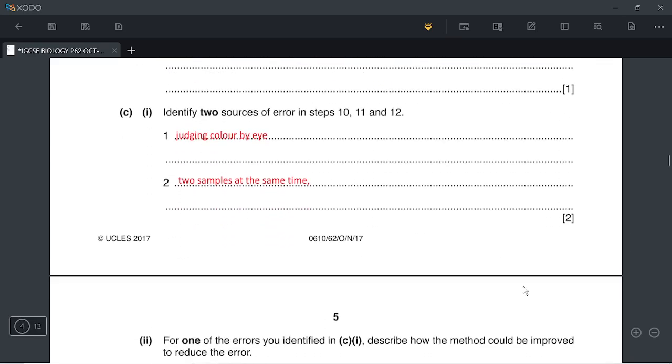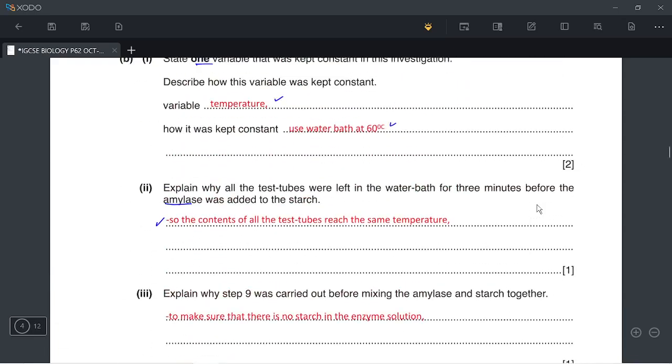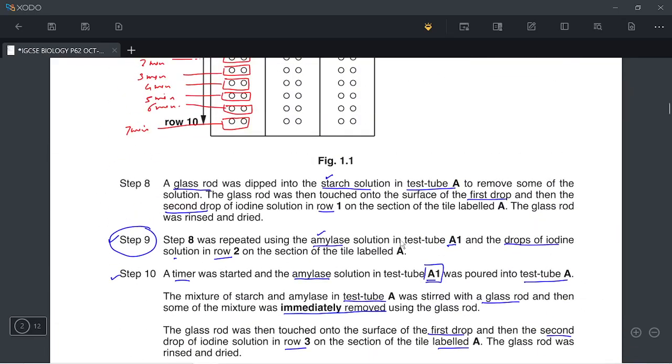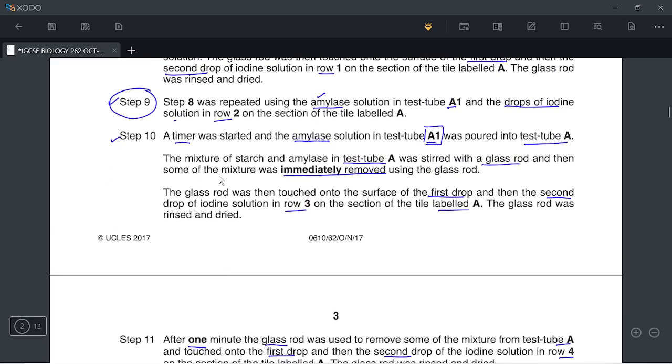C1, identify two sources of error in step 10, 11 and 12. You can see step 10, 11 and 12. Here, a timer was started and the amylase solutions in the test tube. So here you can see the errors you can write here, right?